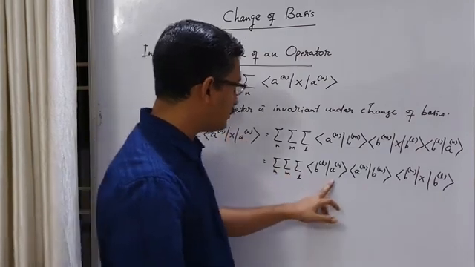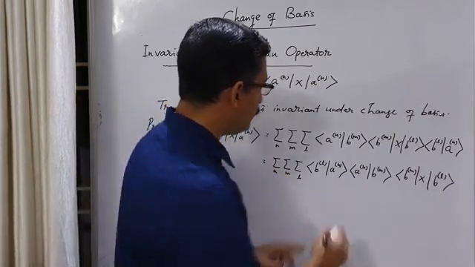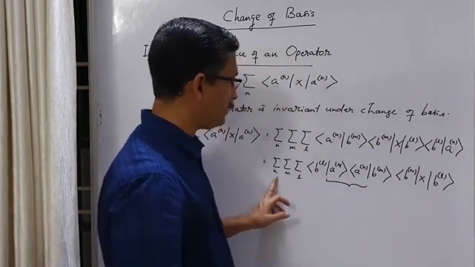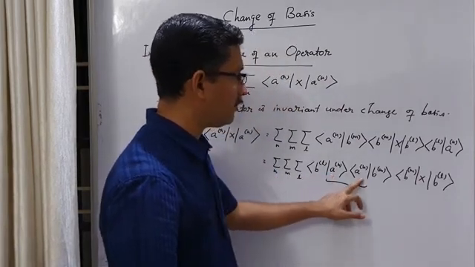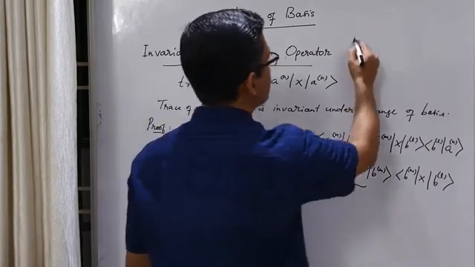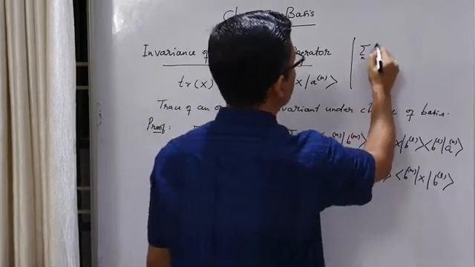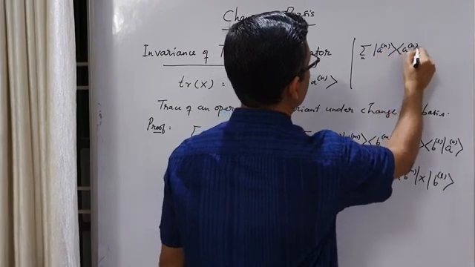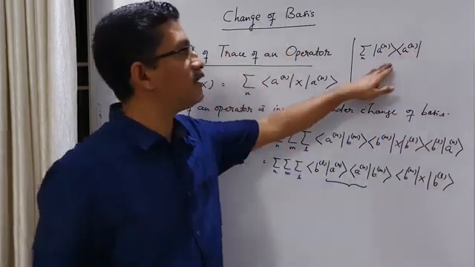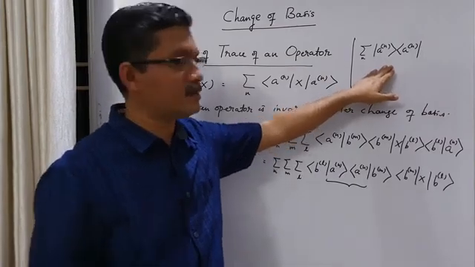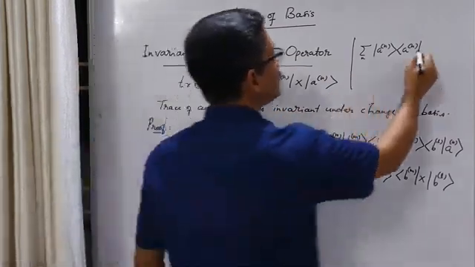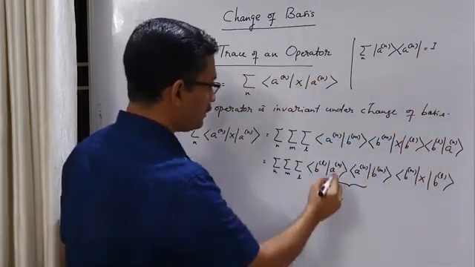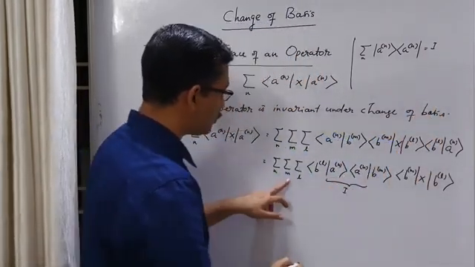Now here, look at this one. You have a summation over n here, and you have a ket AN bra vector AN. This summation over n of ket AN bra vector AN is the completeness condition of the old basis. And this must be equal to identity. So we can put an identity here, and the summation also will go.